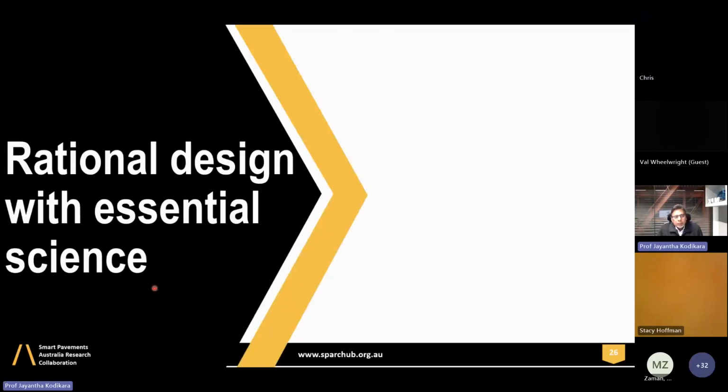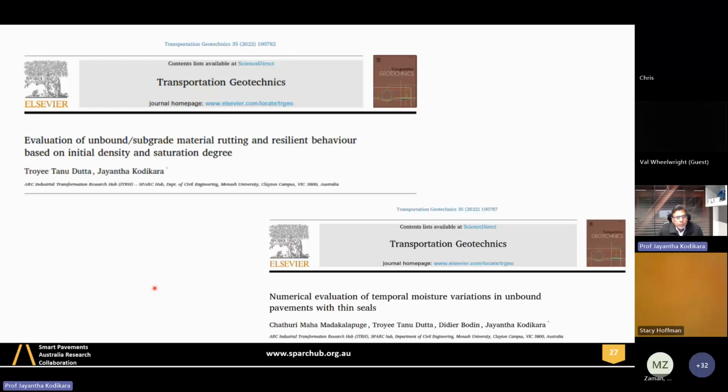So with that method, we have developed some design method, which is still not used in practice, but we are proposing that this could be adapted with future developments. And the method is based on essential science or physics, as I mentioned. Some of the papers on that topic are shown here, so you can read them if you would like to learn more about these developments.